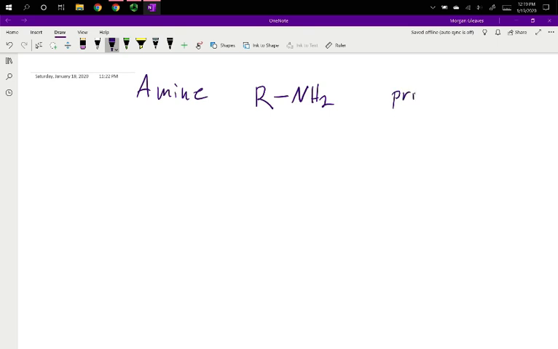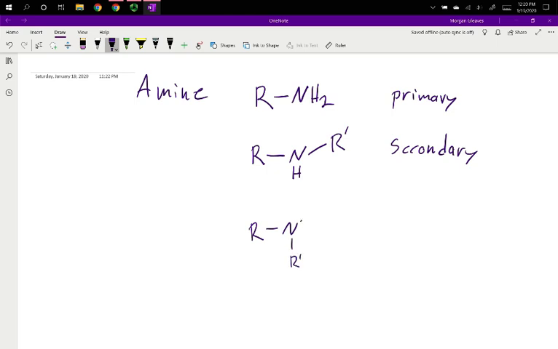Or at least this is a primary amine, because you can also have some random alkyl group R, nitrogen, hydrogen, and another R group. This is a secondary. And you can also have R nitrogen with two other R groups. We put a little dash just to say they're different, but they could actually be the same. You could have three ethyls, two ethyls and a methyl, or a methyl, methyl, propyl. They could be any mix you want.